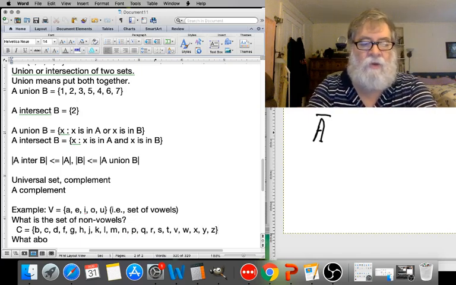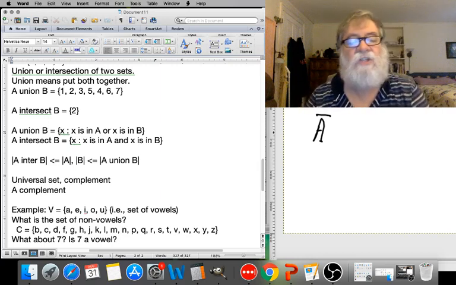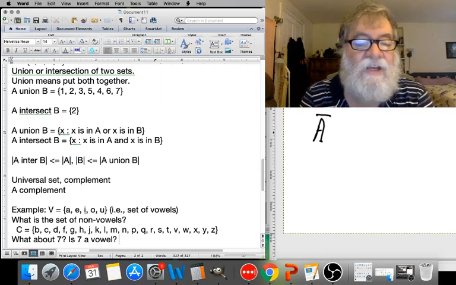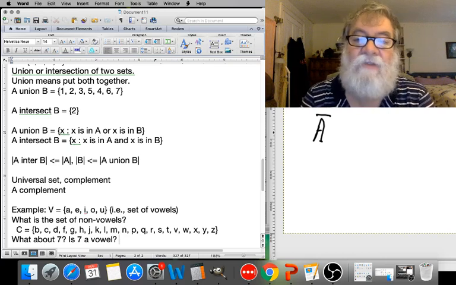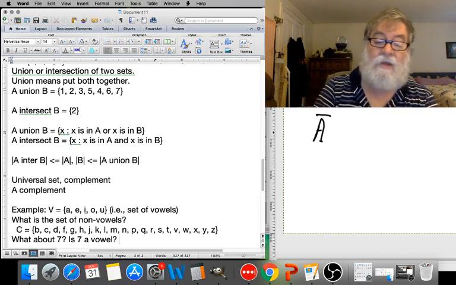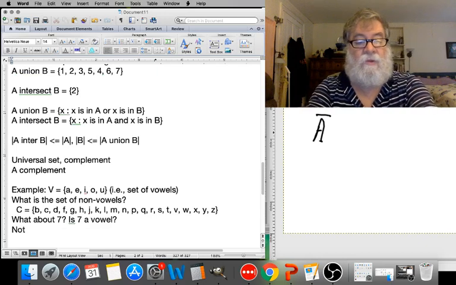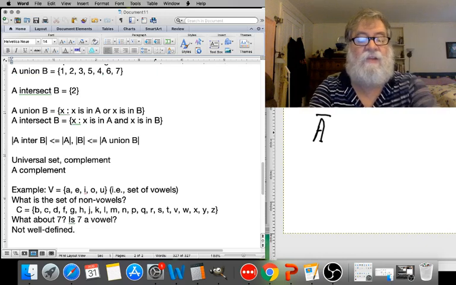Because what about 7? Is 7 a vowel? And the answer is of course not. It's not even a letter. So the set of non-vowels should also have 7 in it, and everything else that's not a letter. So what is the set of non-vowels? It's huge. It's absolutely everything in the world that's not a vowel. Not just letters, but everything else. As a matter of fact, it's actually very hard to define. So it's not even clear that that's well defined.